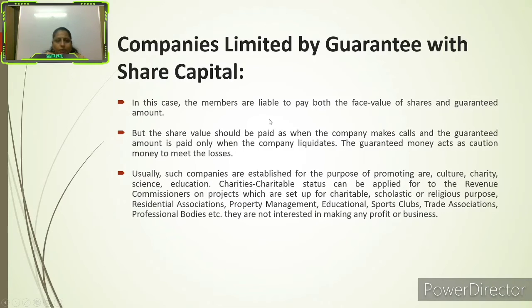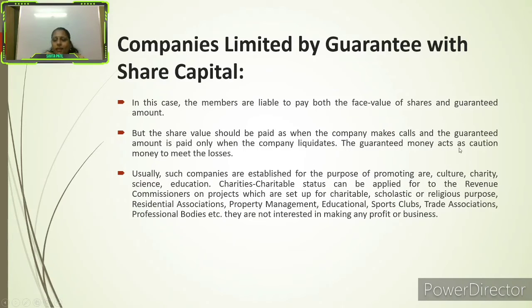Here, shareholders have to pay the face value of the shares as well as the guaranteed amount. The face value of shares has to be paid as and when the company makes the calls. Whereas the guaranteed amount has to be paid when the company liquidates. At the time of the liquidation, they have to pay this amount.